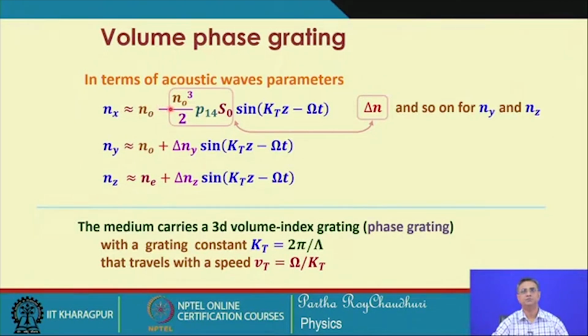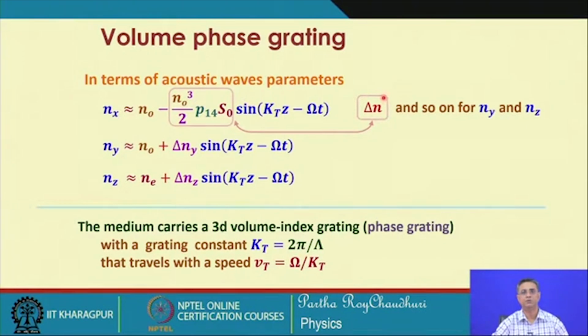So, in terms of the acoustic wave parameters, we can now write the first one, which we have already shown. This quantity represents the change in the refractive index on top of the base value which is there in absence of any acoustic wave. So, this is the change in the peak value of the refractive index because of the presence of the acoustic wave.